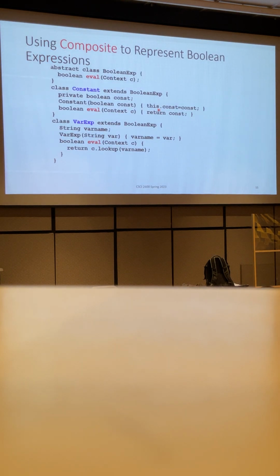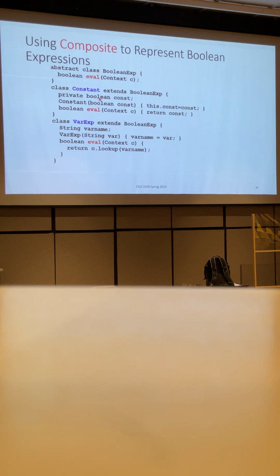So here's an example of representing Boolean expressions with a composite. We have abstract class Boolean expression. So everything in our model is a Boolean expression. A variable is a Boolean expression. A constant is a Boolean expression. And expression is a Boolean expression, and so forth. So our atomic units, constant and variables, are terminal. They do not consist of any other Boolean expressions.